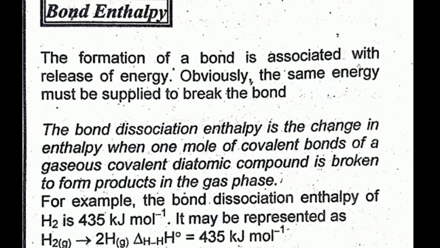For example, the bond dissociation enthalpy of hydrogen is 435 kJ per mole. It may be represented as H2 gas gives 2 H gas. Here the bond dissociation enthalpy is 435 kJ per mole. This means during this process 435 kJ per mole amount of energy is absorbed. This bond breaking is an endothermic process.